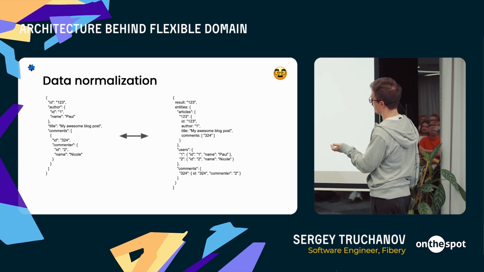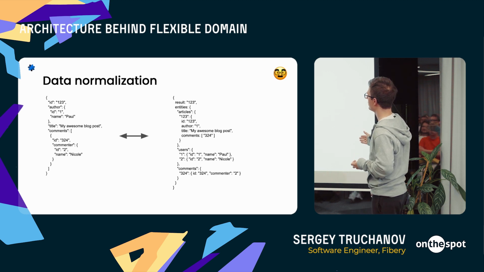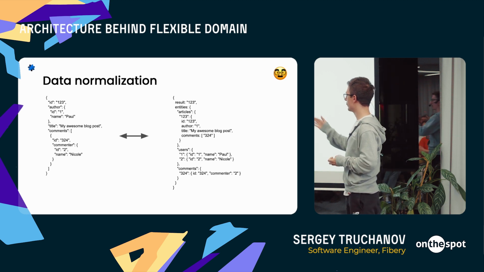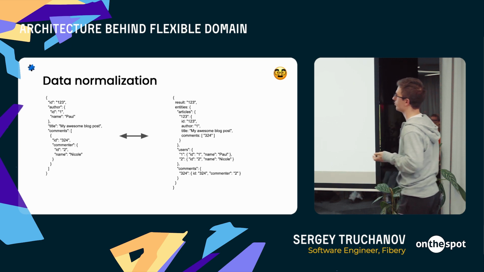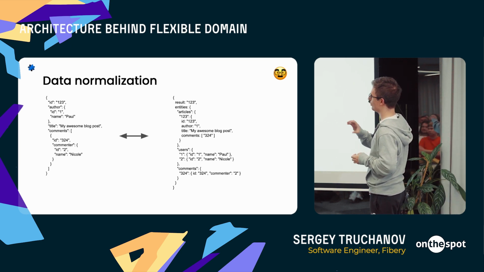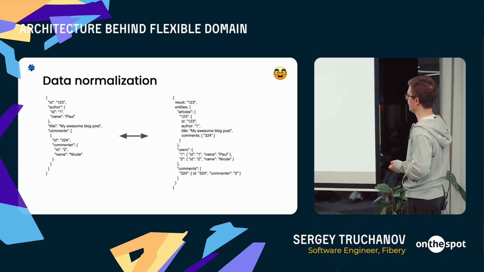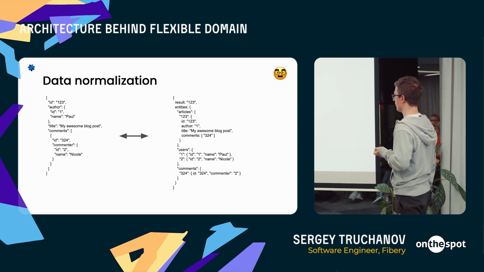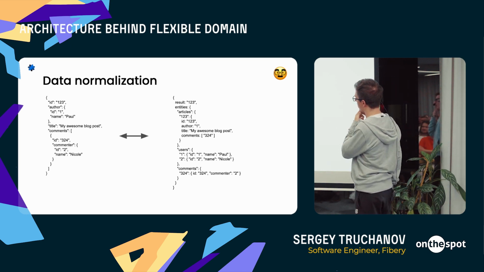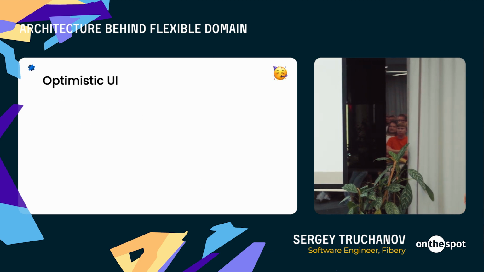And there is an opposite operation, denormalization, where from this normalized object you can generate a denormalized representation as well. To do normalization, you need to define a schema, and in our case, we already have it. It's the Fibery schema. Such an approach of storing normalized data locally has some benefits, and I will point them out quite soon.